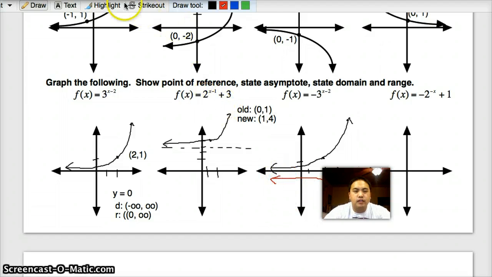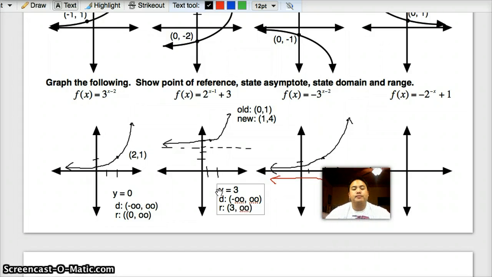And I forgot to write this out for the other one, but for this new one, my new asymptote is y equals 3. My domain is still negative infinity to infinity, right? That part hasn't changed. And then my range, it's not going to be from 3 anymore because I moved it up. It's actually going to be from 3 to infinity.